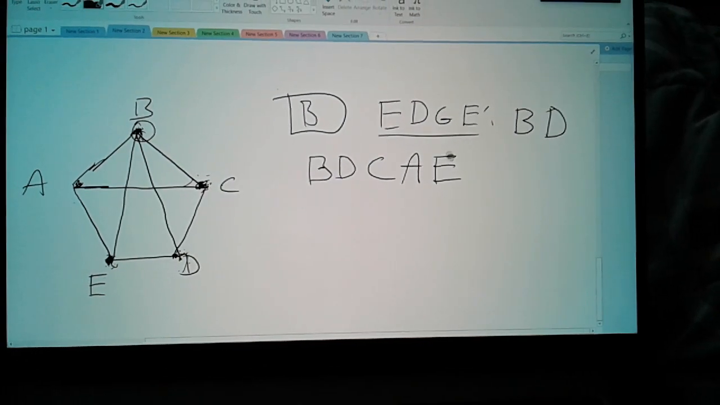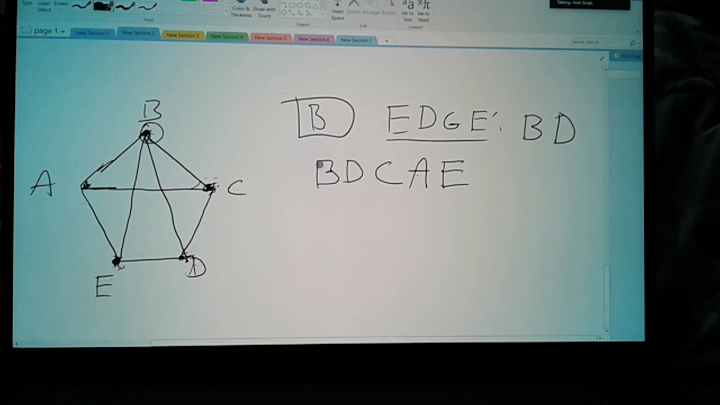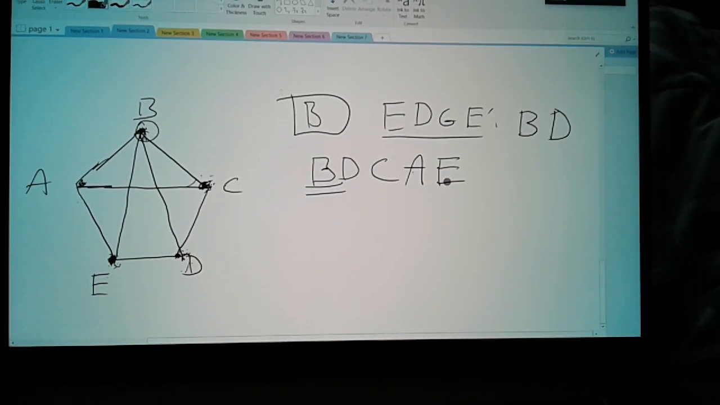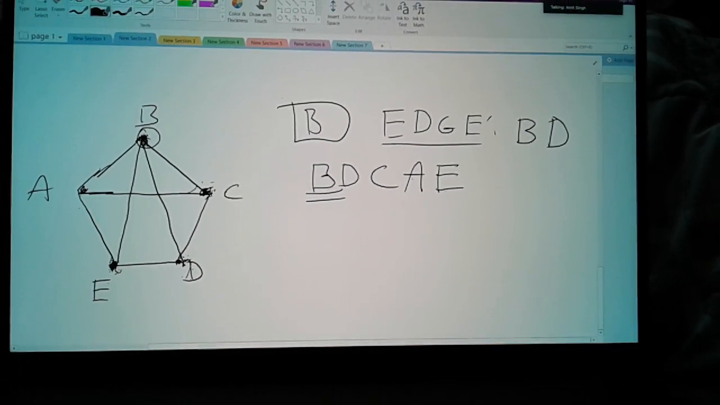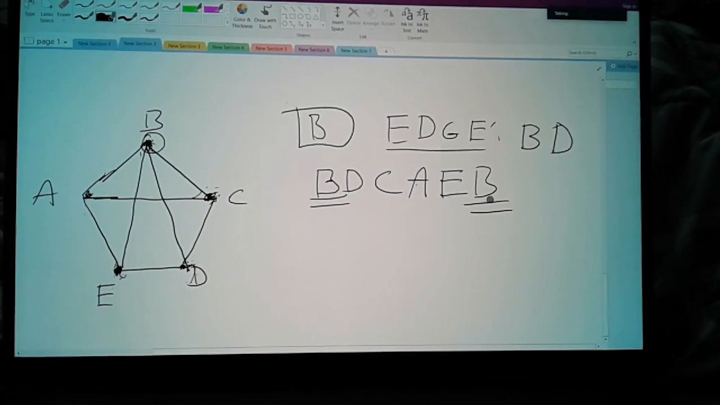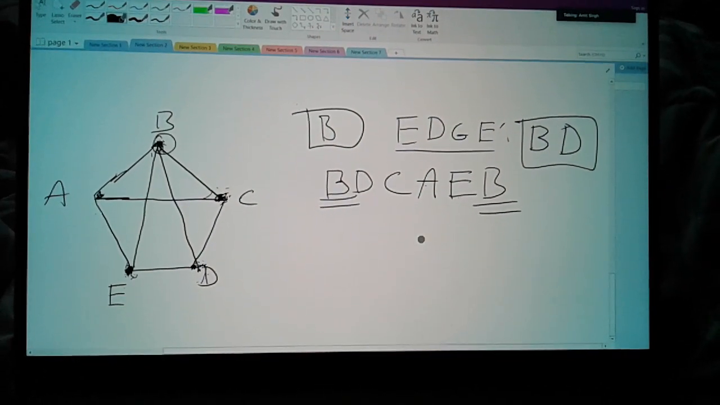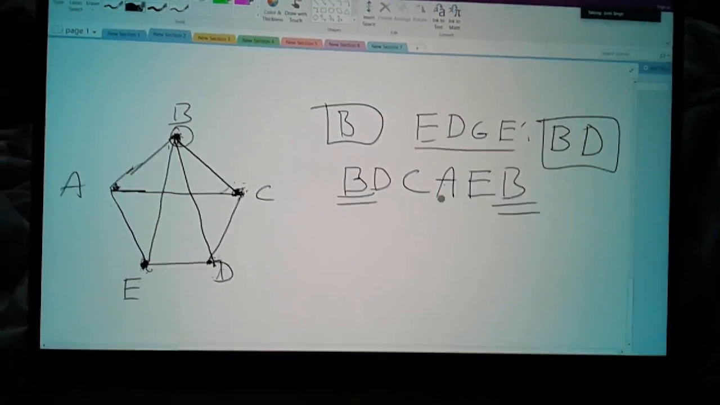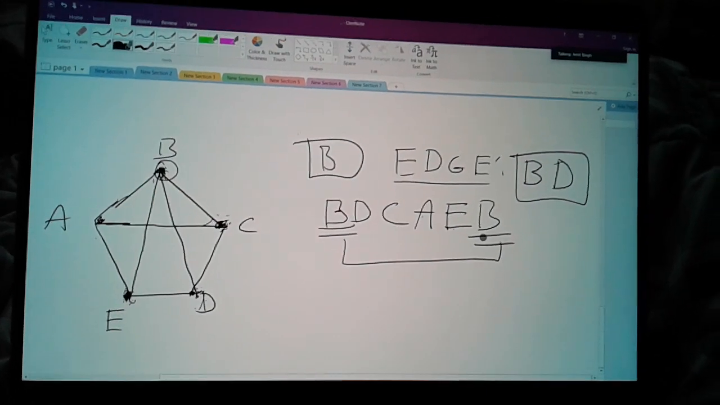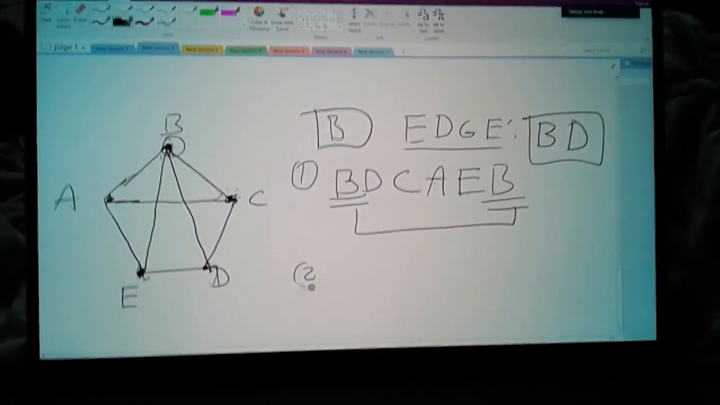We're done. We have all the vertices, A, B, C, D, E, so we can finally come back to the starting vertex. So I'm at E, so I just come back to B, EB. So again, we started with this edge over here, BD, and we went through and we got all the vertices, and we ended up with the same one at the end. That's one option. Let's try another one.